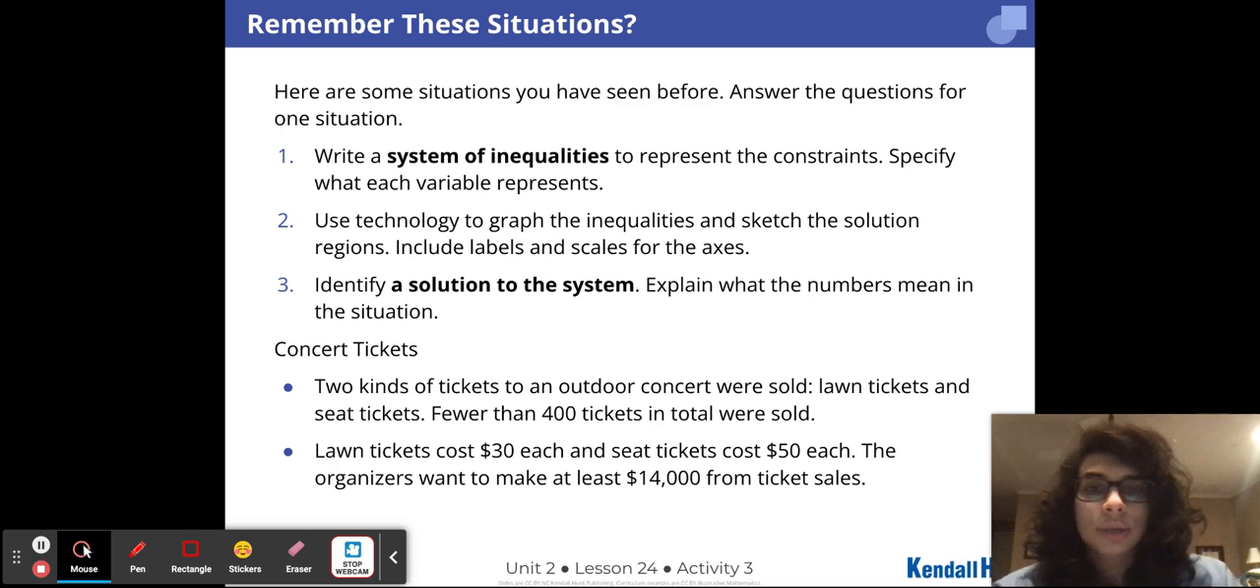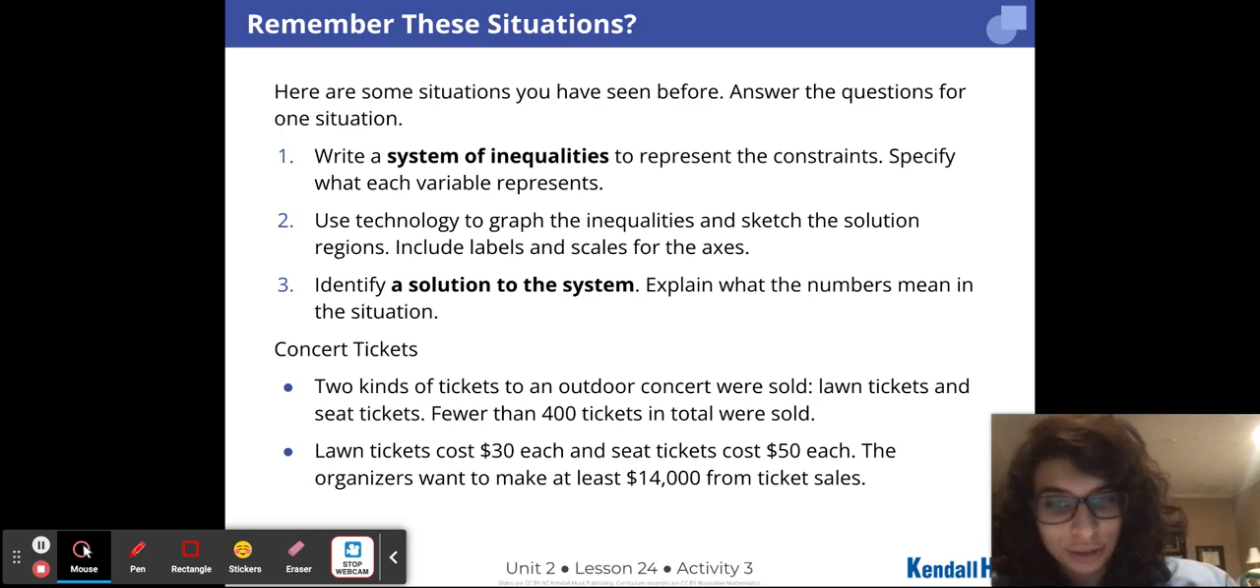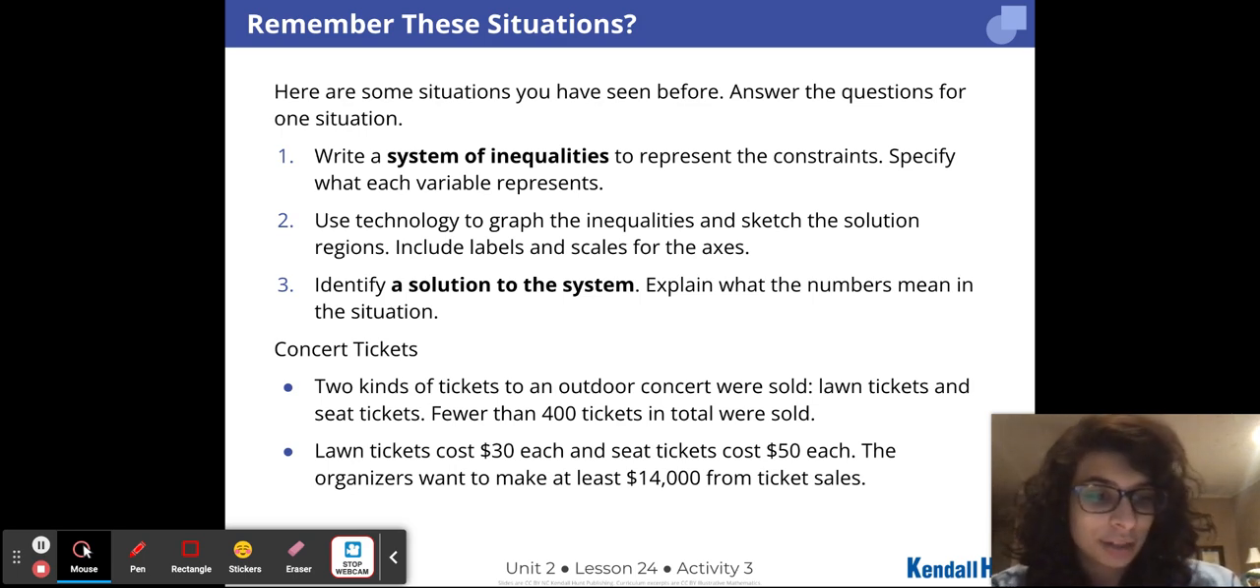And so we're going to talk about one situation you've seen before. We talked about our concert tickets. We learned this from our last lesson. In that last lesson, you had two different constraints for the one situation. I want you to write a system of inequalities to represent the constraints. I will give you a hint. If you did your homework for lesson 23, you can just copy them down from lesson 23 and you'll save yourself the time. I want you to graph the inequalities and sketch the solutions to the region, use the labels and scale the axes. Like I said, if you did your part for lesson 23, you do not have to worry about doing this from scratch. You can just go back to your last homework and sketch it from before.